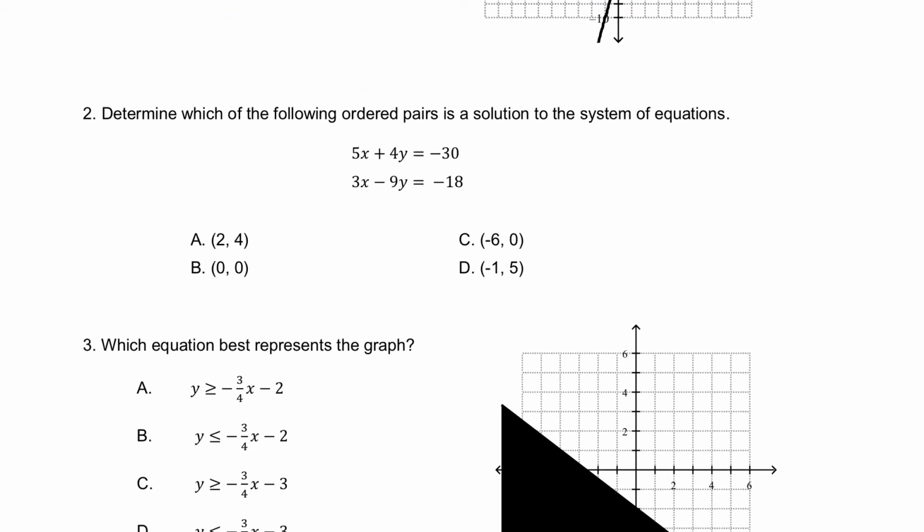Number 2, determine which of the following ordered pairs is a solution to the system of equations. So what I would do here is you can either solve this problem or you can just start plugging answers in. Like if you want, you could take these answers of 2 for x and 4 for y and plug them in and see if they actually work for both. I'm slightly more inclined to do that.